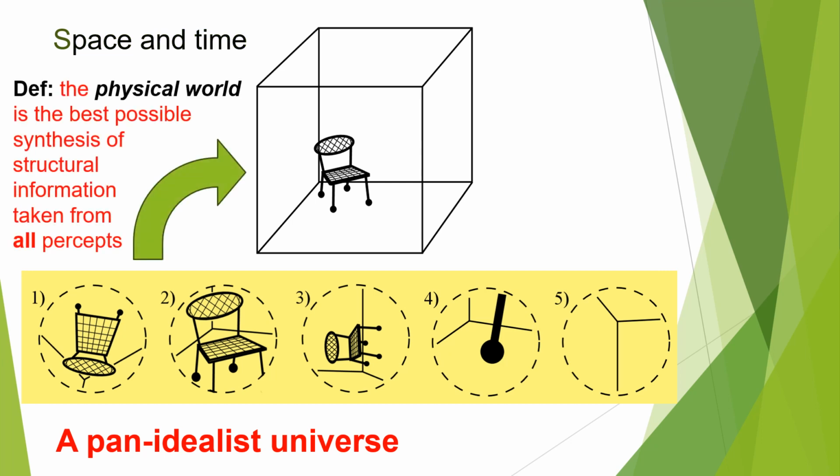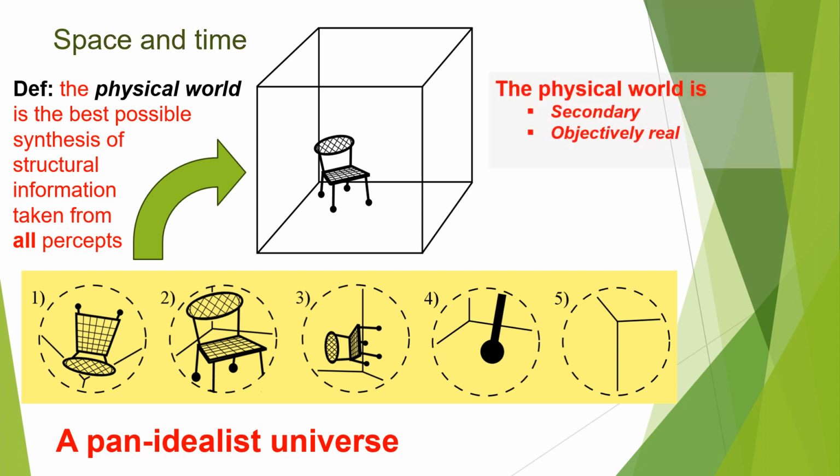In Pan-Idealism, the physical world is, by definition, the best possible synthesis of mathematical structural information taken from the percepts of all minds. It's rather like putting together a jigsaw puzzle. The physical world is entirely secondary to the fundamental ontology. This is true even for the so-called fundamental entities of completed physics.